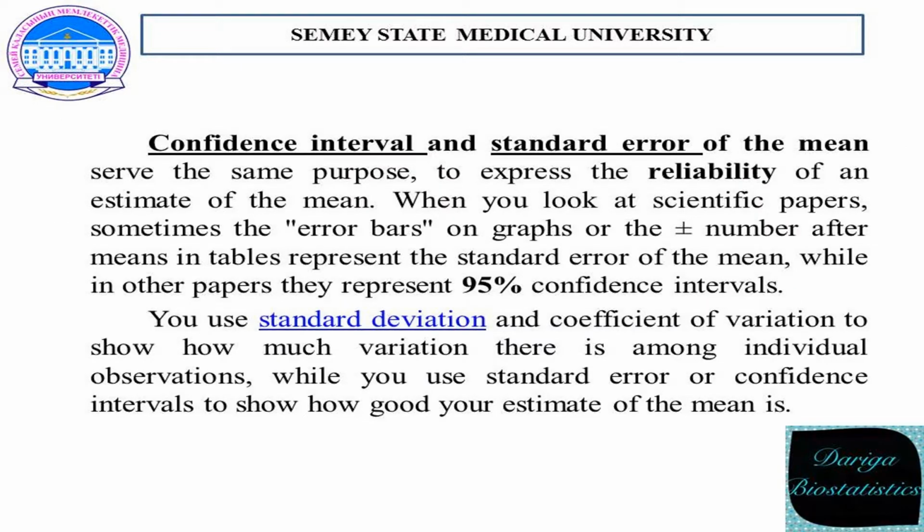Confidence interval and standard error of the mean serve the same purpose, to express the reliability of an estimate of the mean. When you look at scientific papers, sometimes the error bars on graphs or the number after means in a table represent the standard error of the mean, while in other papers they represent 95% confidence intervals. You use standard deviation or coefficient of variation to show how much variation there is among individual observations, while you use standard error or confidence intervals to show how good your estimate of the mean is.